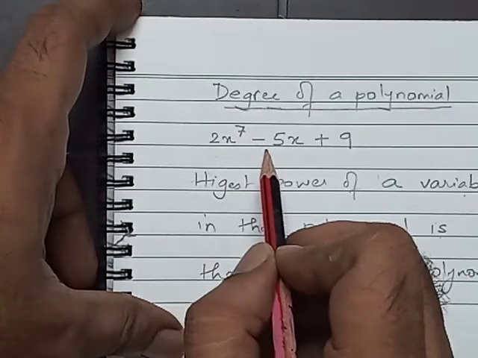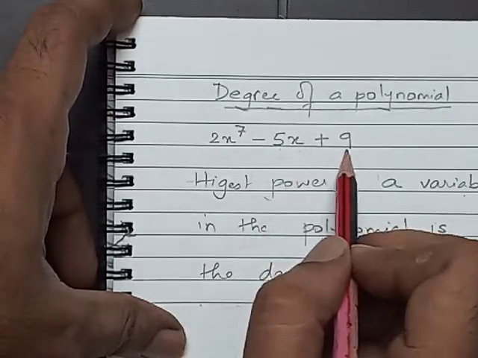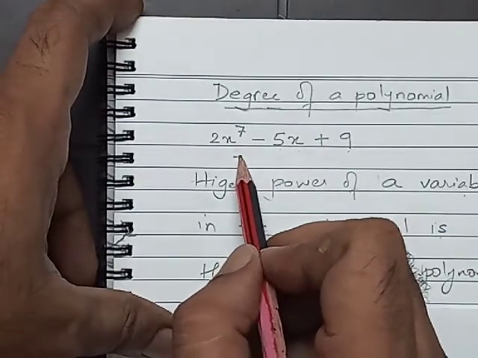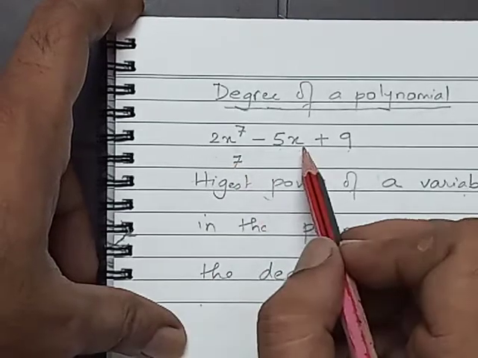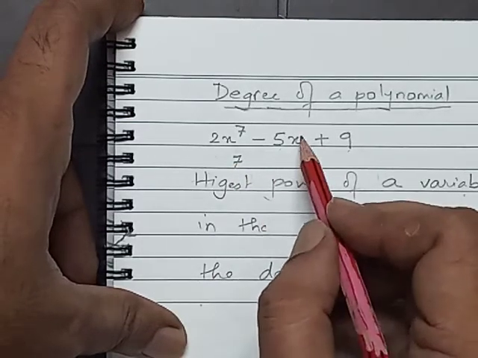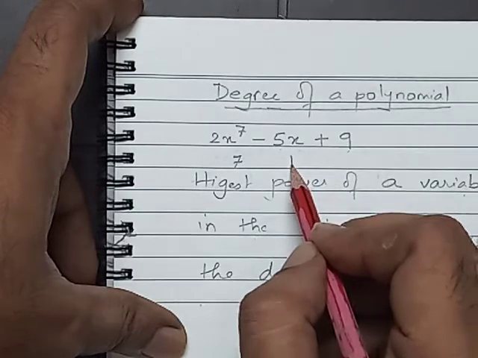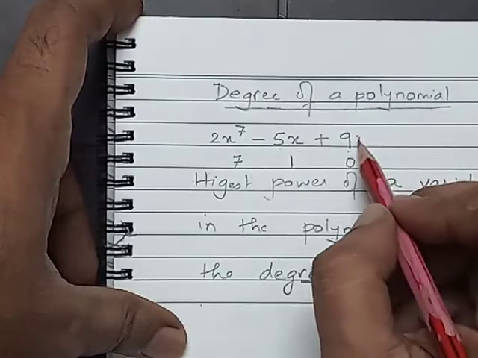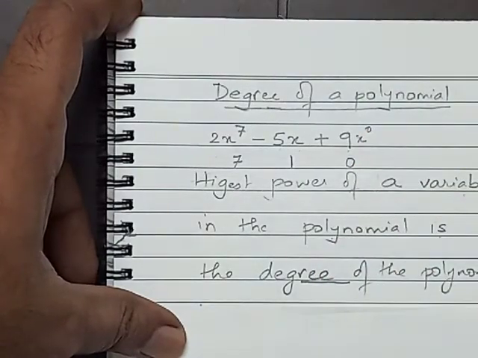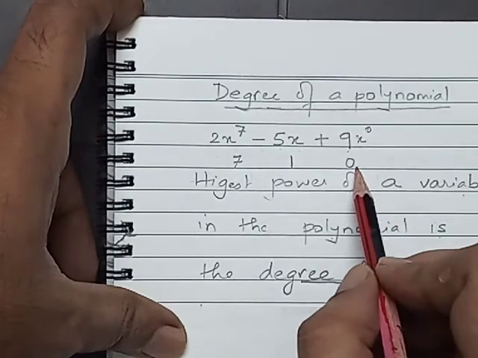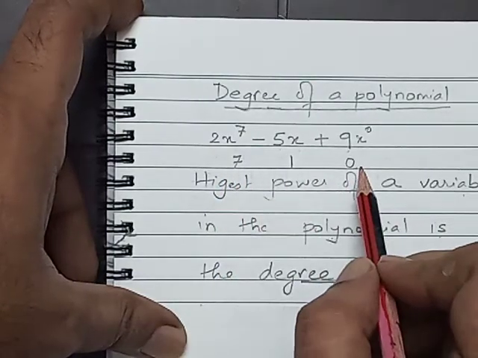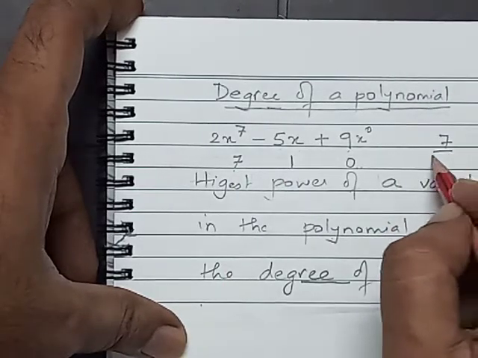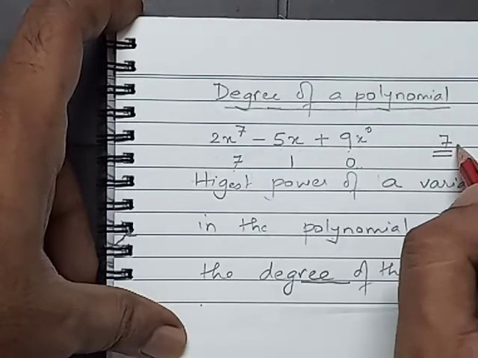2x raised to 7 minus 5x plus 9. Now, what is the index of this variable? It is 7. What is the index of this variable x? If I have only x, it means x raised to 1. What is the index of the constant? It is 0, because I can write this as x raised to 0. So the index is 0. So what is the highest index over here? The index is 7. So the degree of this polynomial is 7.